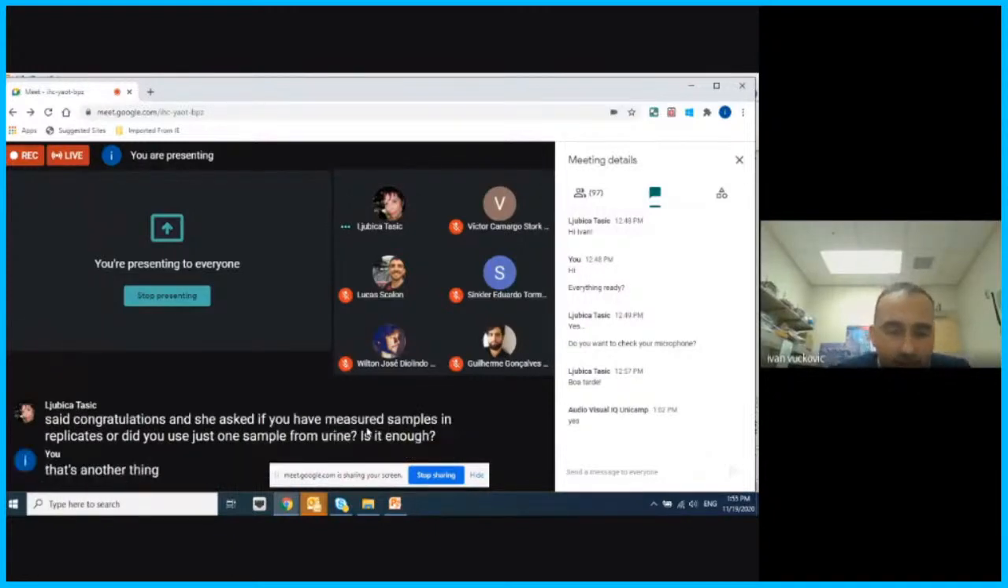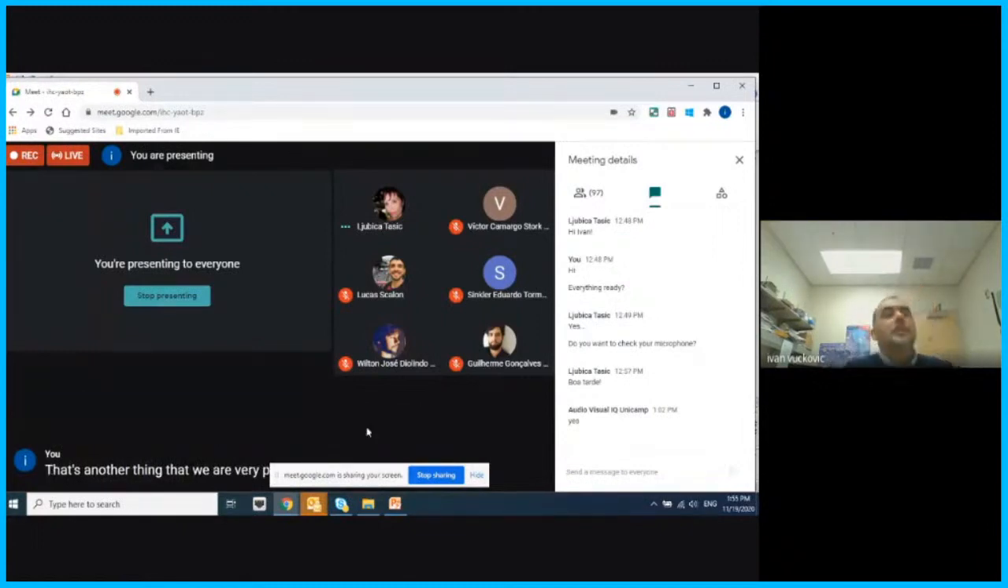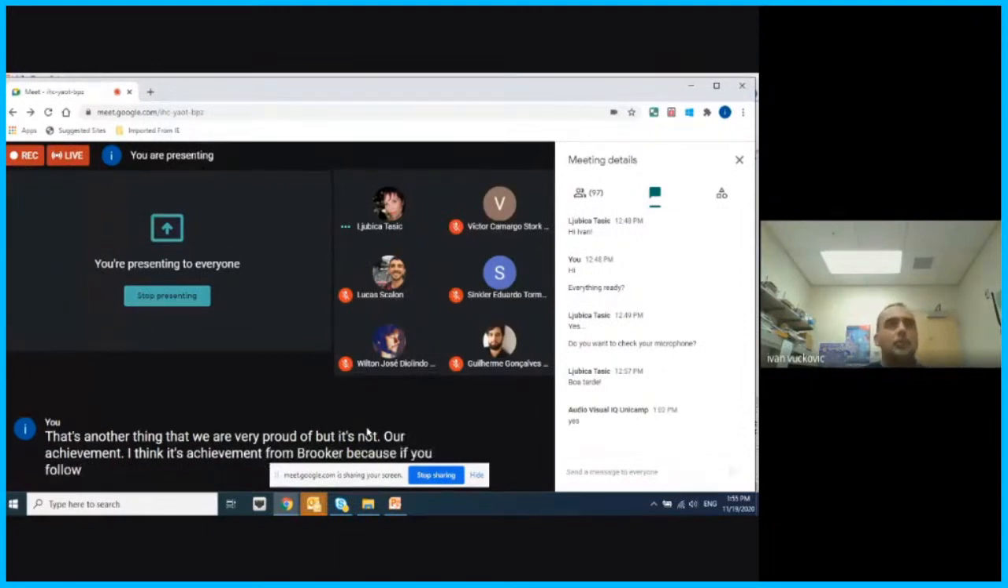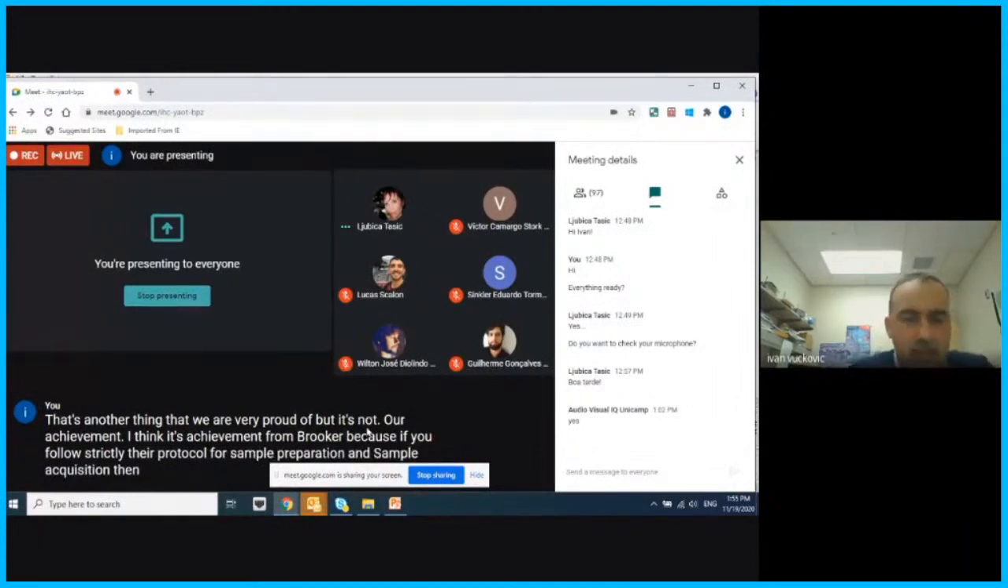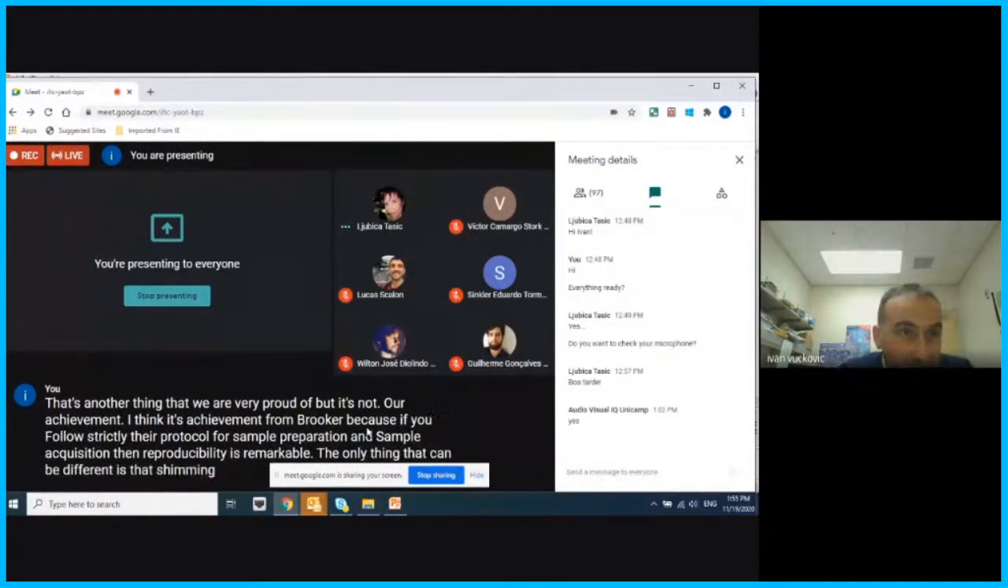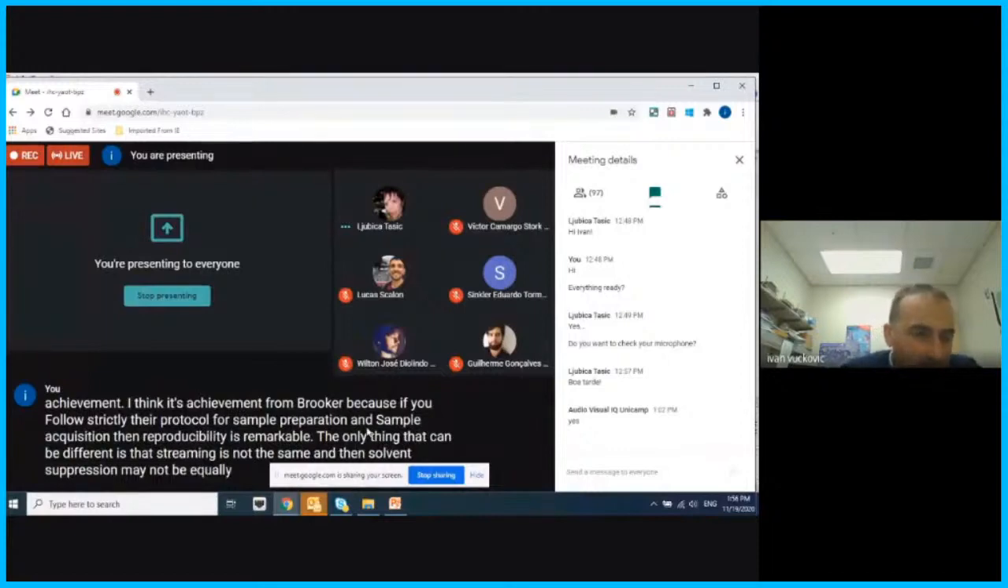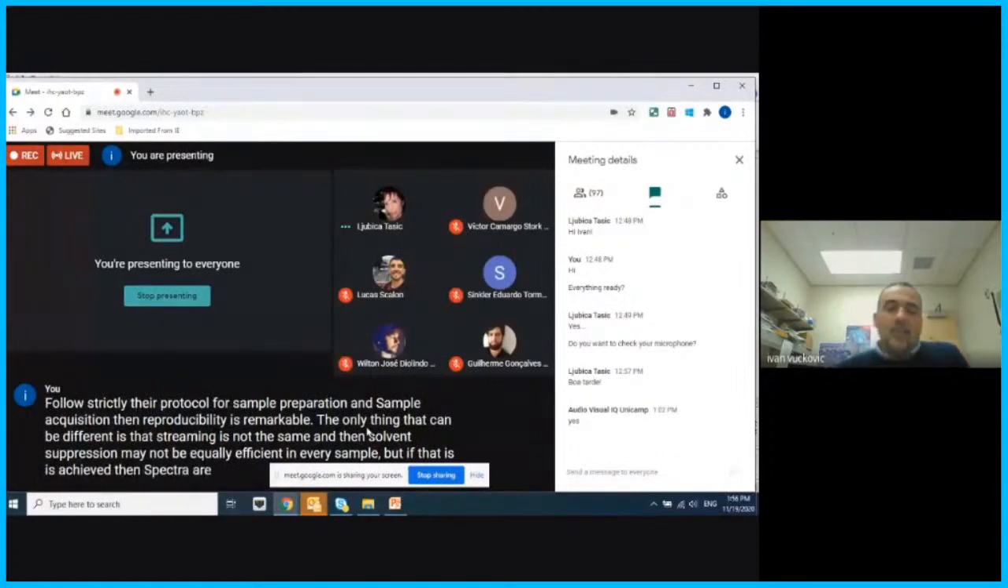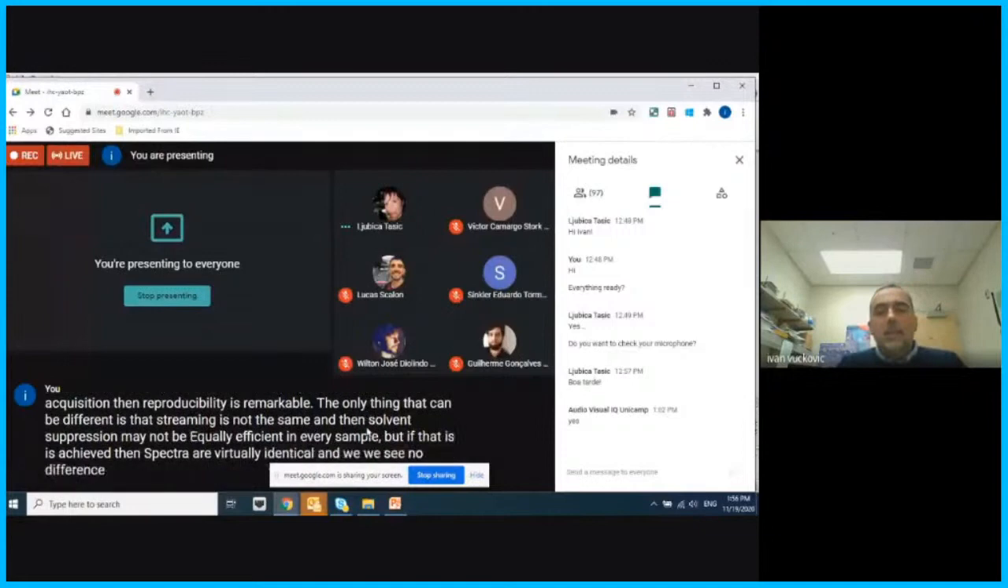That's another thing that we are very proud of, but it's not our achievement. I think it's the achievement of Bruker, because if you follow strictly their protocol for sample preparation and sample acquisition, then reproducibility is remarkable. The only thing that can be different is that shimming is not the same, and then solvent suppression may not be equally efficient in every sample. But if that is achieved, then spectra are virtually identical, and we see no difference between them at all.